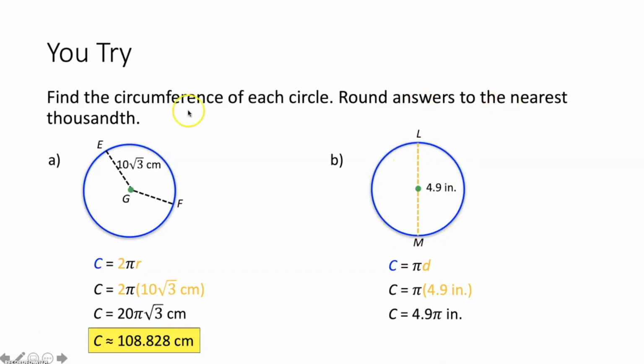But this wants us to round our answer to the nearest thousandth. So what we're going to do is multiply 4.9 times pi in our calculator, round that to the nearest thousandth, and we get that the approximate circumference of this circle up here is 15.394 inches.